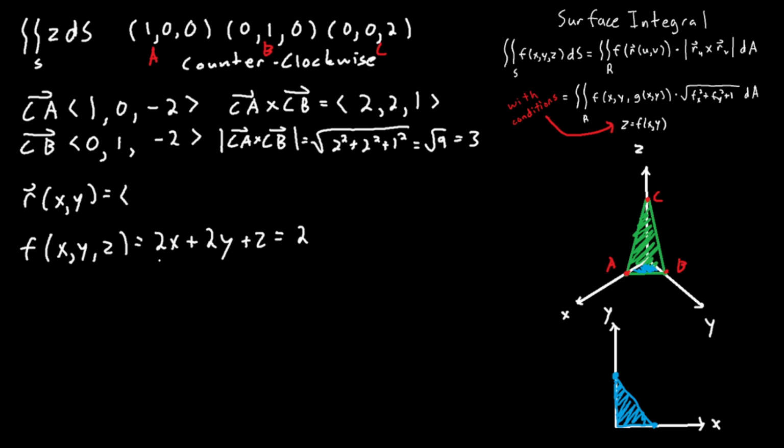If you don't know how, I actually have a video on finding the formulas for a plane. So if you're stuck on this part, then that video might be helpful for you. And we can manipulate this function to set z equal to some function. So this explicitly defines z as a function of x and y. Therefore, we can use this format of the surface integral here. So z equals 2 minus 2x minus 2y.